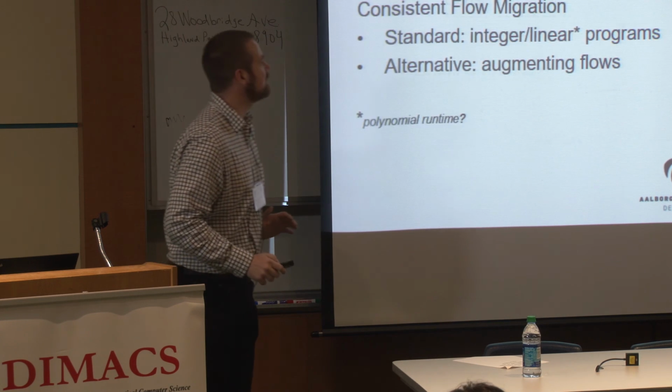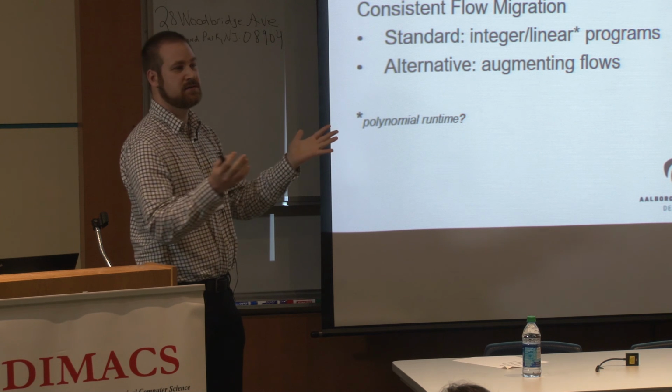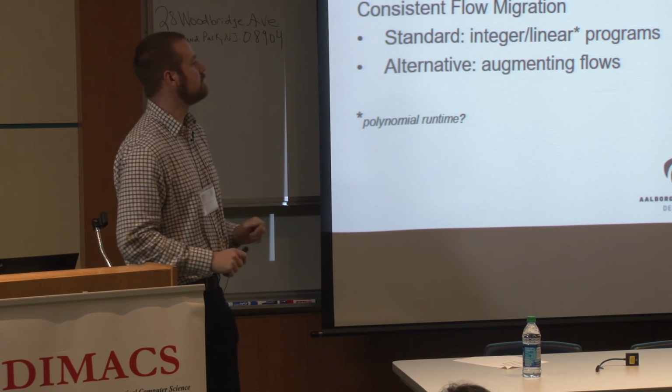Okay, 1 minute. So let me wrap up. Now I presented you some algorithmic ideas for consistent updates in networks, and what we looked at was, for the loop freedom ideas, to just do it in a greedy way, or to do it in this relaxed way, or to use these proof labeling ideas where you throw the updates out into the network and don't care.